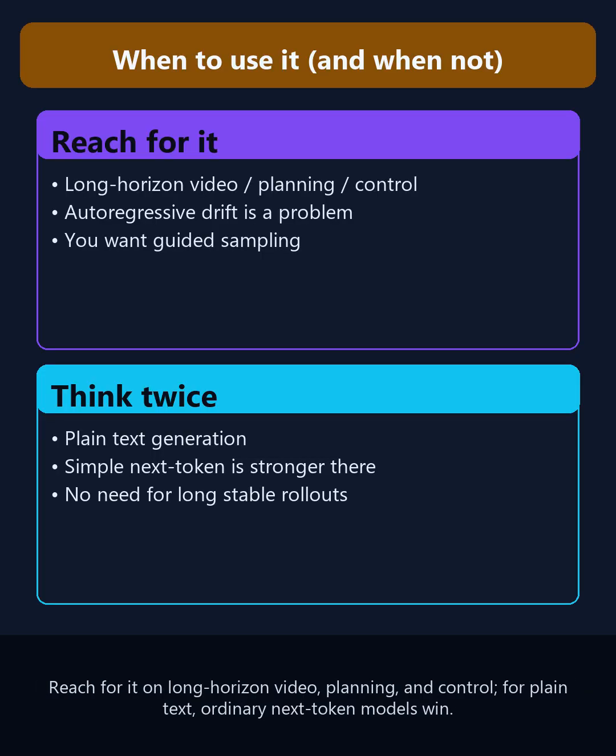When should you reach for it? Any long horizon sequence task, video, planning, control, where autoregressive drift or fixed length diffusion is holding you back and you want guidance. When should you think twice? For plain text generation, ordinary next token models are simpler and stronger. Diffusion forcing adds diffusion machinery, so without a need for long stable rollouts, it is likely overkill.